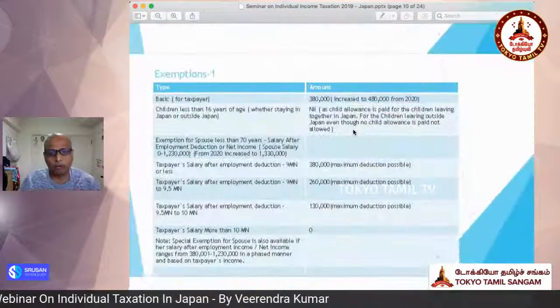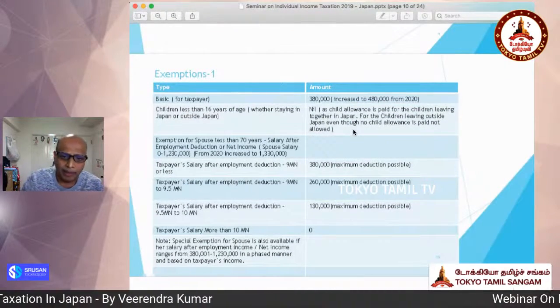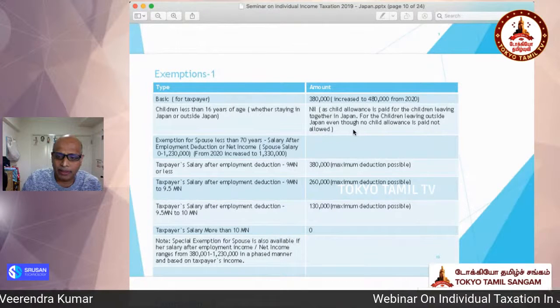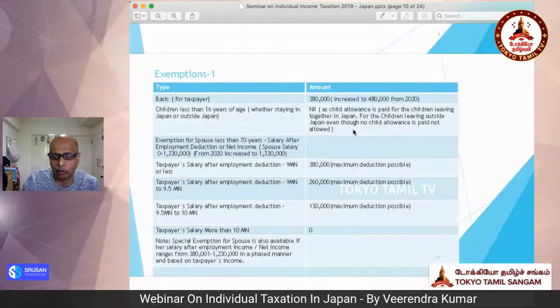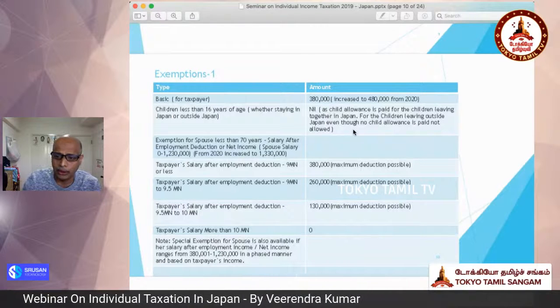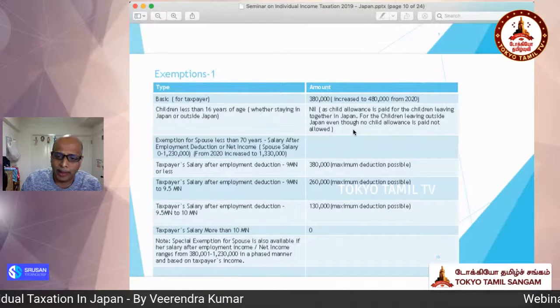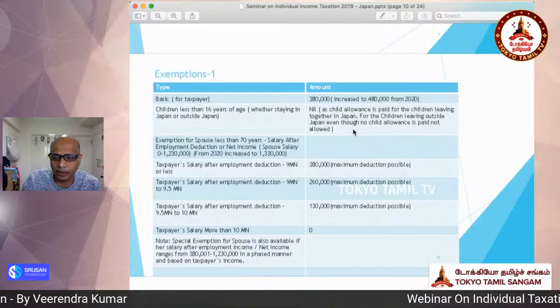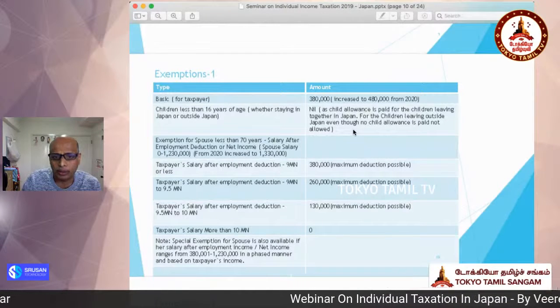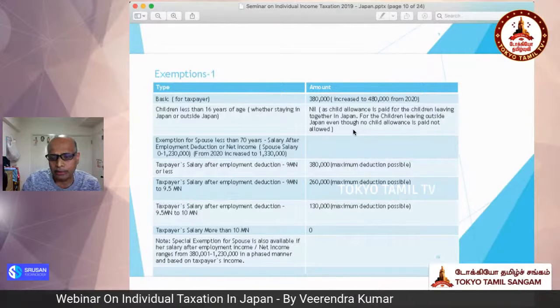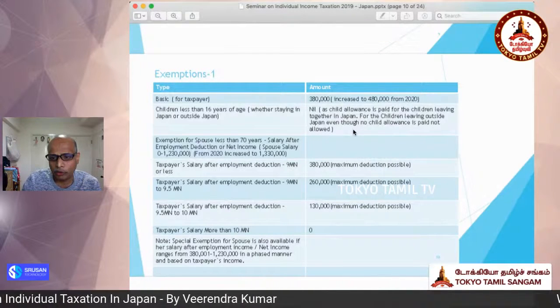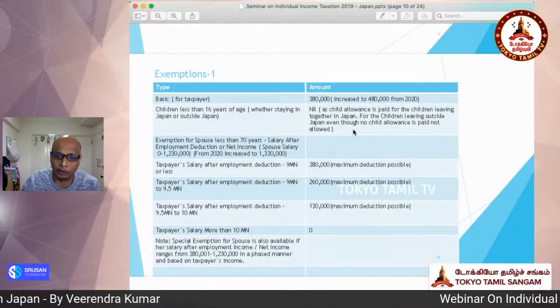Other than this, you also have exemptions. For example, as a taxpayer, you have a basic exemption of 3,80,000. This actually increased to 4,80,000 from 2020. That means that in the employment deduction, there was a decrease of 2,50,000. However, the exemption increased by 1 lakh. So the net effect is a 1,50,000 decrease from the employee perspective.